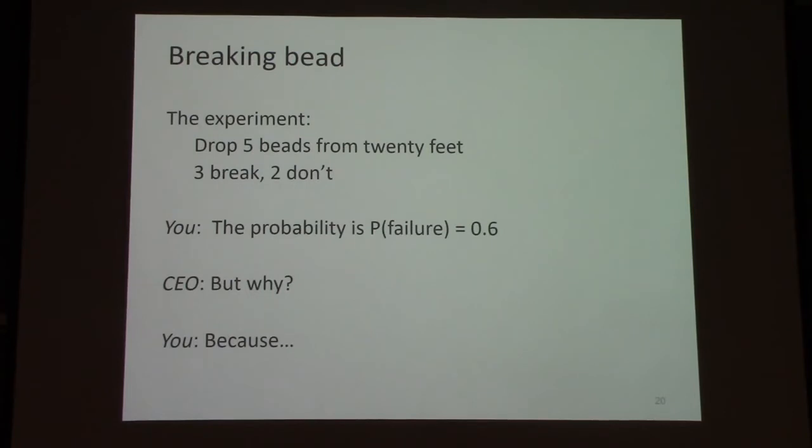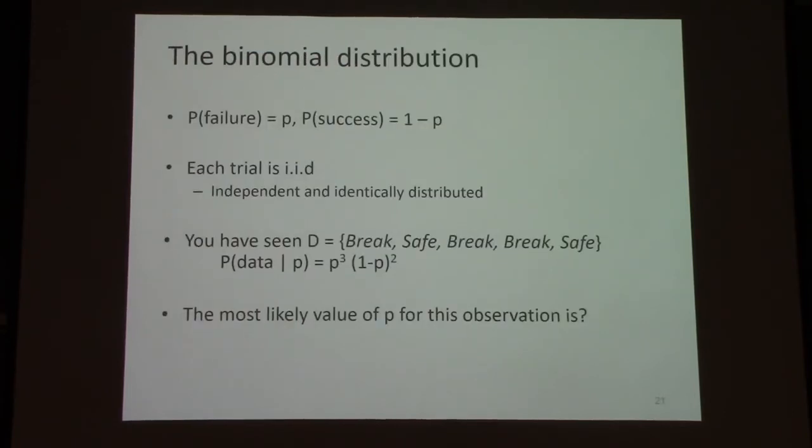But let's try to derive this. I'm going to point out that this kind of trivial counting thing that you just did is actually a maximum likelihood estimate. We have two possibilities here: either there's failure or there's success. Let's assume the probability of failure is some number p, which means the probability of success is 1 minus p. What you know is that each trial is IID, which means it's independent and identically distributed. The probability that one bead fails is the same as the probability that another bead fails.